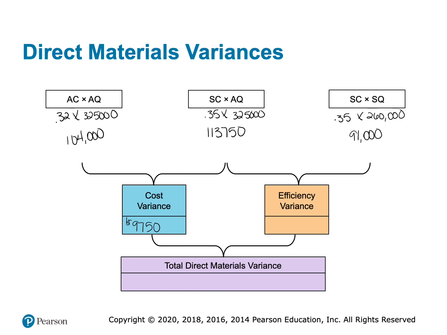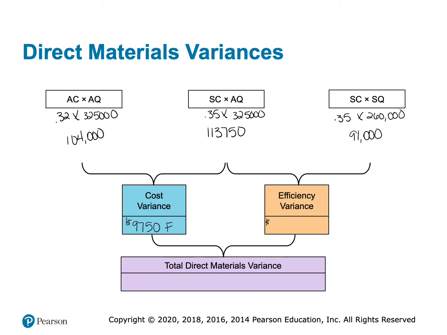And then we can identify whether this variance is good or bad by looking at our data. So remember, we said we thought we were going to pay 35 cents a pound. We actually paid 32. That's good. So this is a favorable variance. Even though it came out negative on your calculator, this is a favorable variance. This means that by buying cheaper materials, by saving 3 cents per pound, it saved the company $9,750.